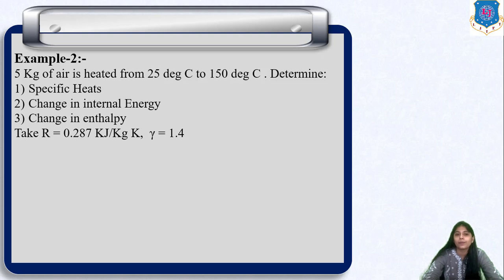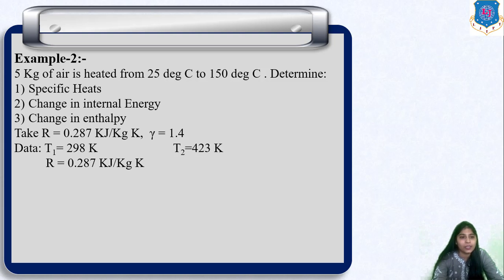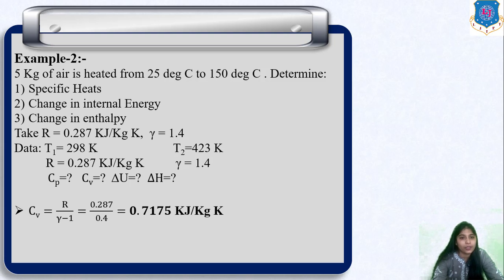Gamma is 1.4. Okay. So let us first convert the temperature into Kelvin. Okay, so 25 degrees Celsius will be converted into 298 Kelvin. How? If you want to convert any value from Celsius to Kelvin, then you have to add 273 to it. So we'll get T1 is equal to 298 Kelvin and T2 as 423 Kelvin.